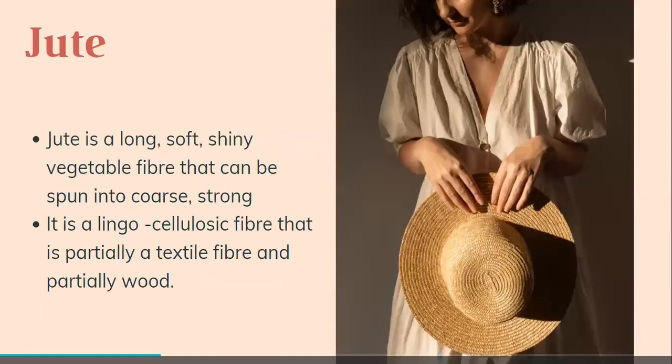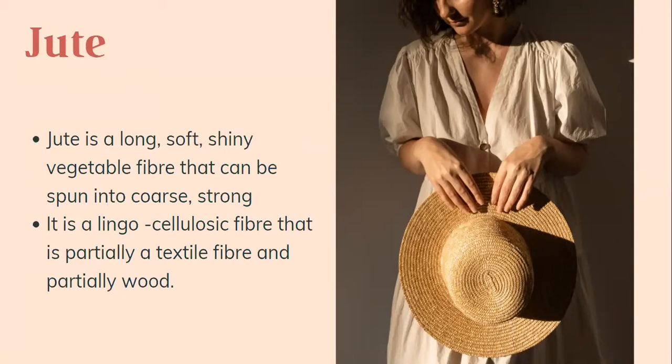Now the next one is a natural fiber. It is jute. So we had discussed in the last class that jute is a bast fiber. That is, it is a fiber which is made from a stem. So it is a long, soft, shiny vegetable fiber that can be spun into coarse, strong fibers. Okay. It is a lignocellulosic fiber that is partially a textile fiber and partially wood. That is why it is called lignocellulosic fiber. That is, it is partially fibrous in nature and it is partially wood.